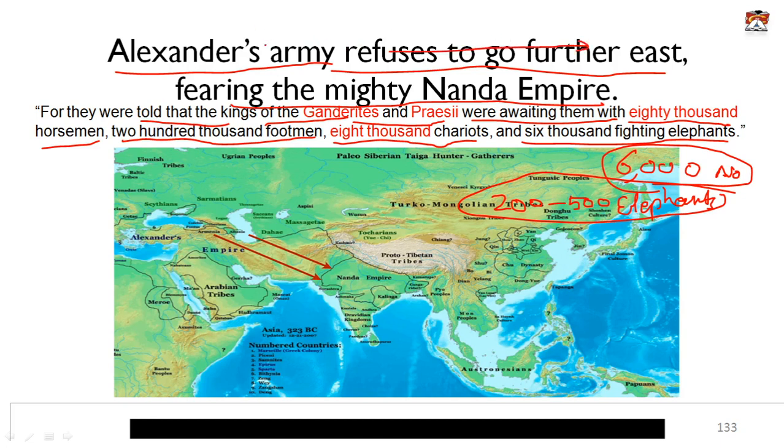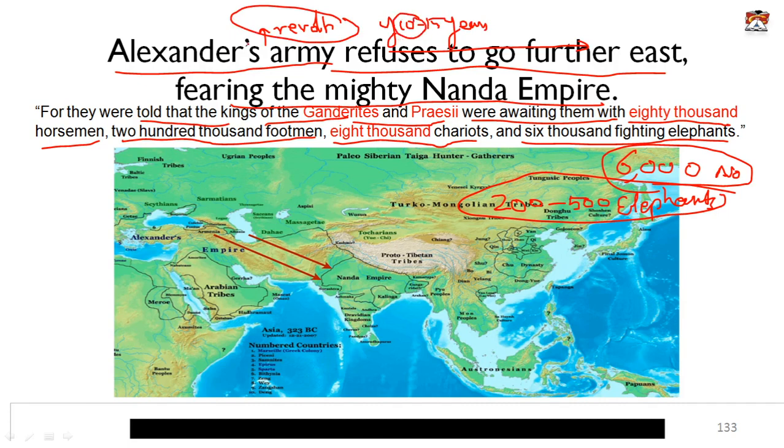Alexander's army refused to go further east, friends. Actually there was a revolt inside the army, and they had been away from their home for almost 10 to 15 years, or around 10 years, friends.